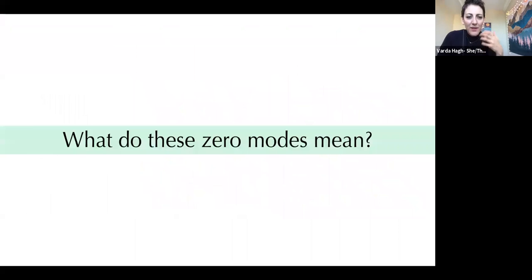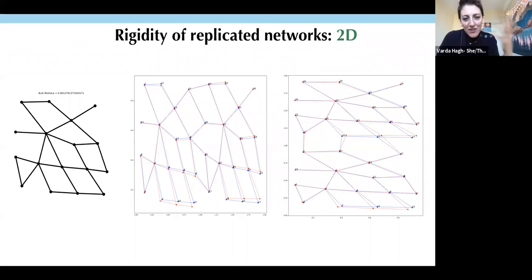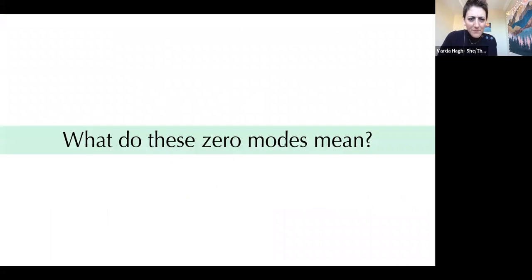And you can do that with not just one copy. You can do it with 2 copies, 3 copies, or an infinite number of copies. But what is fascinating here is that for each copy that you add, if there's one state of self-stress in a 2D system, there will be one new zero mode added to the system. All right, so now what do these zero modes mean?